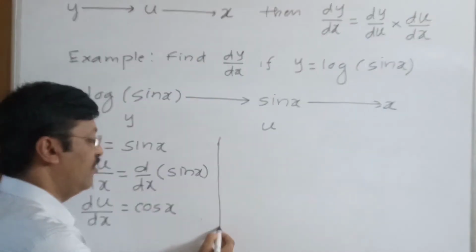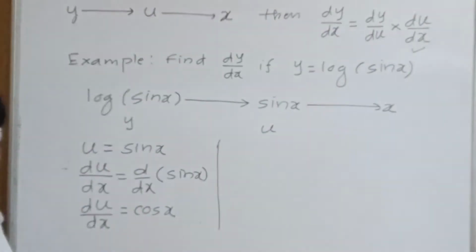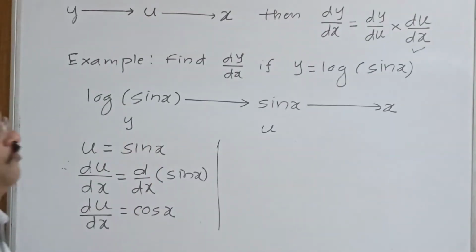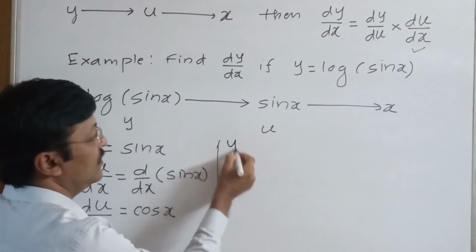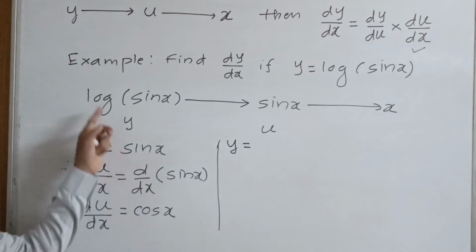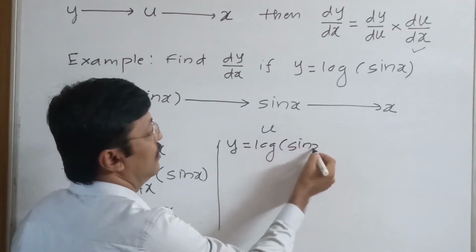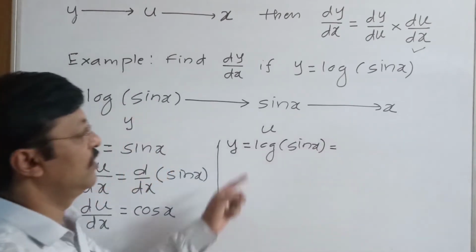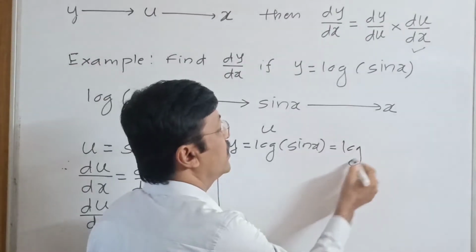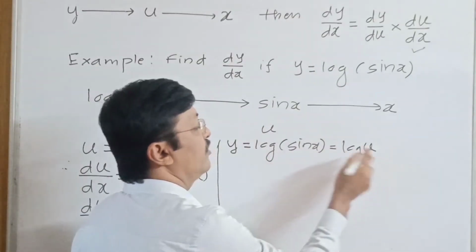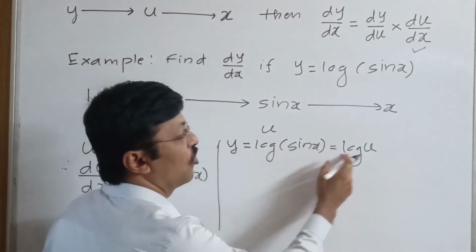Now we have found du by dx. We have to find out dy by du. So what is y? Y is equal to log of sin x, which is equal to log of, what is sin x? Sin x is u. We have considered sin x as u. Therefore y is now log of u.